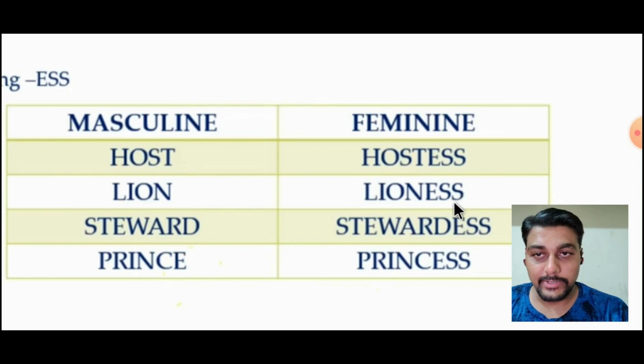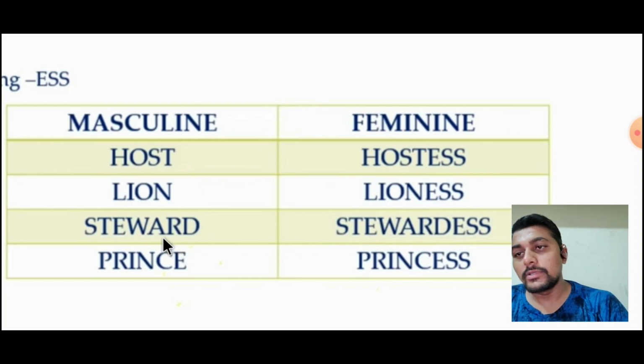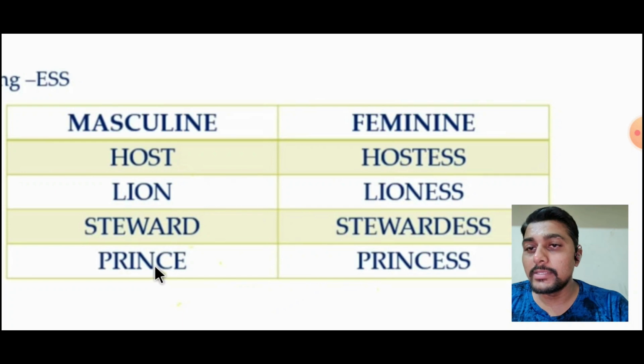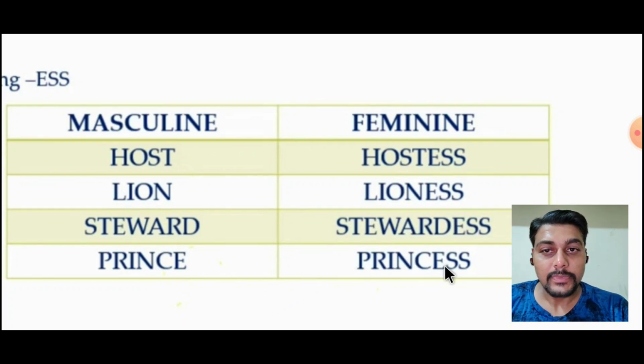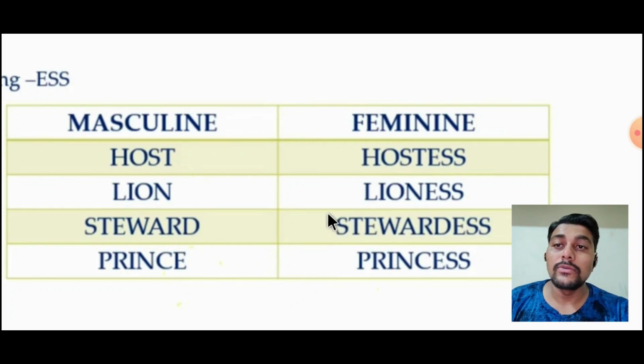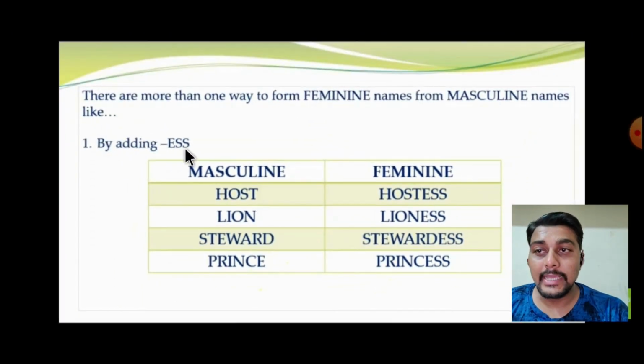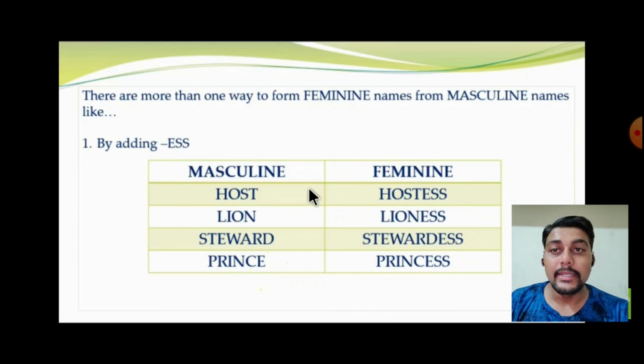Lion, lioness. Steward, stewardess. Students, you may get confused about the meaning of steward. A steward is a person who arranges big events, races, organizations. This is the male person, steward, and stewardess. Then prince, princess. Understood? So this is rule number 1, in which we add ess at the end of the noun.